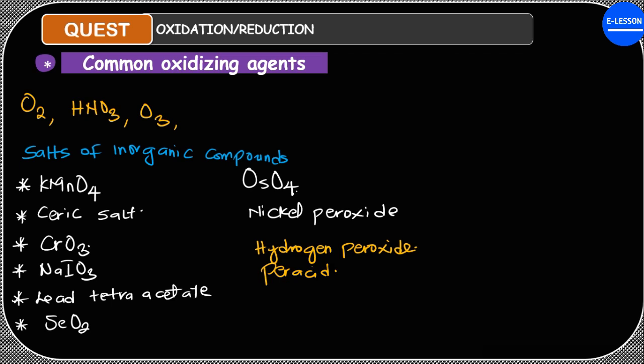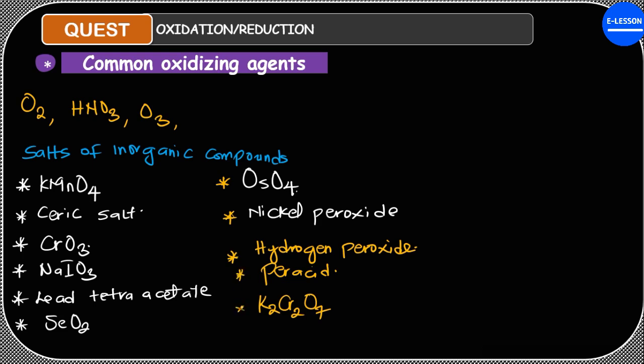We also have potassium chromate or heptaoxodichromate, right? K2Cr2O7. All these are oxidizing agents. Is that okay? All these are oxidizing agents. So you should be able to at least give 5 examples of oxidizing agents.